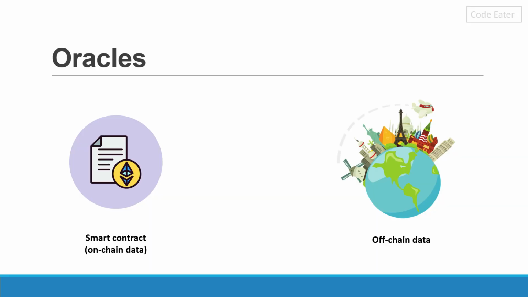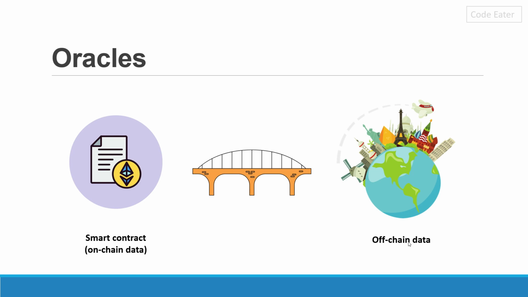Now the question arises that how we are going to connect these two different worlds, because this is a blockchain world and this is your non-blockchain world. So how we are going to connect these two different worlds? And the answer to this question is we are going to connect these two different worlds by using a bridge, and that bridge is nothing but Oracle.